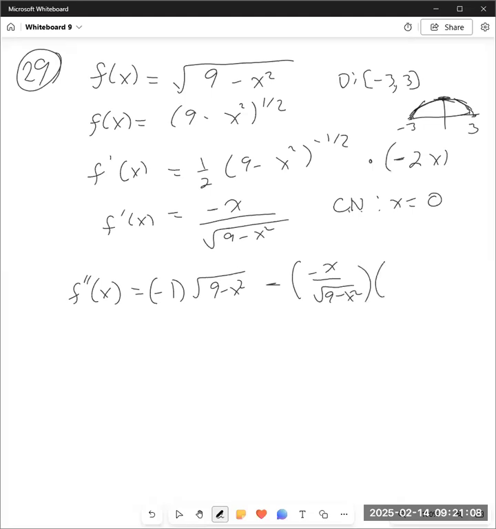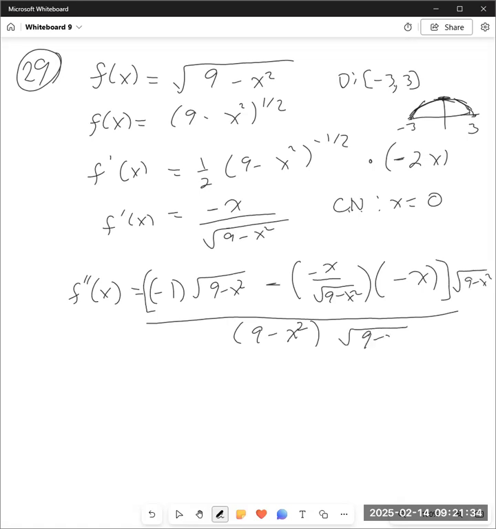Times the numerator all over the denominator squared. So get rid of the square root. I don't like the square root in the denominator there. So I'm going to multiply by root 9 minus x squared, top and bottom, to get rid of that.